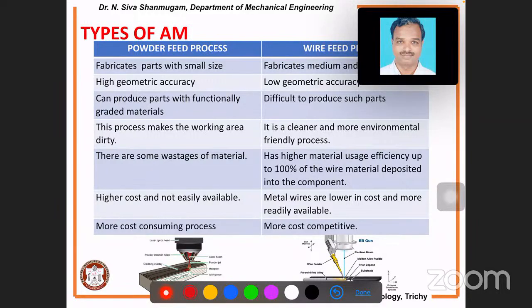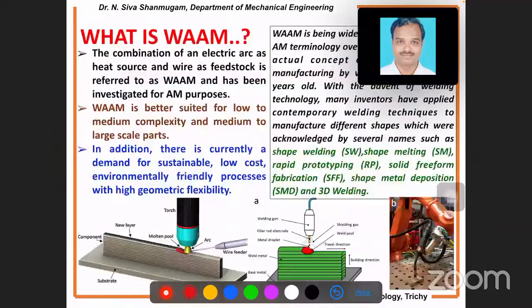And compared on cost, it is more cost competitive. And this is a more cost-consuming process with respect to the powder based technology.